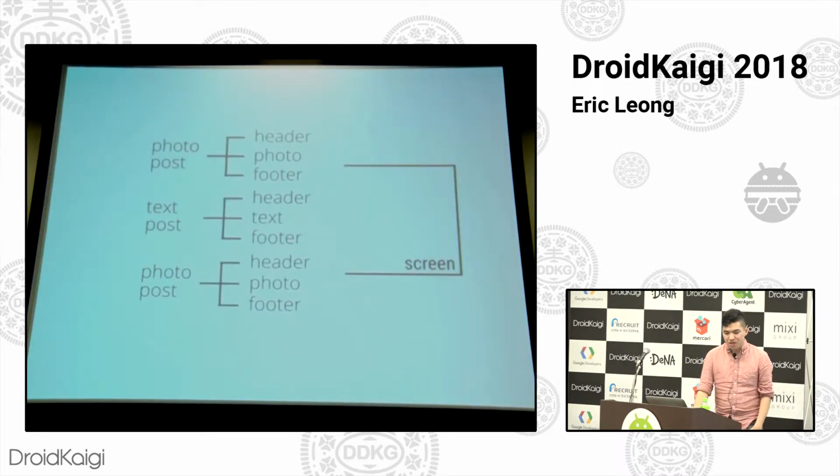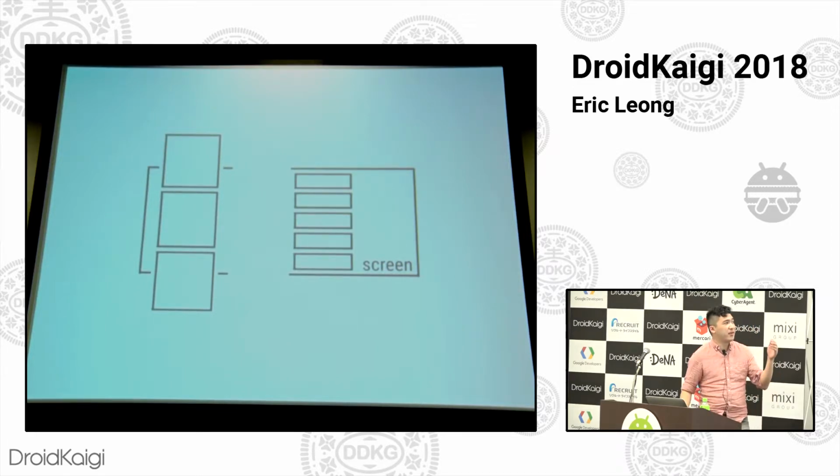Cool. So I had some pretty pictures there, but now we're going to go back to text, because for whatever reason, text is a lot easier for me to make slides for. So let's say we have a photo post, a text post, and another photo post. The header and the photo are off screen on the top, and then the photo and the footer are also off screen on the bottom. And this means that those elements that are off screen can, like I said, be recycled.